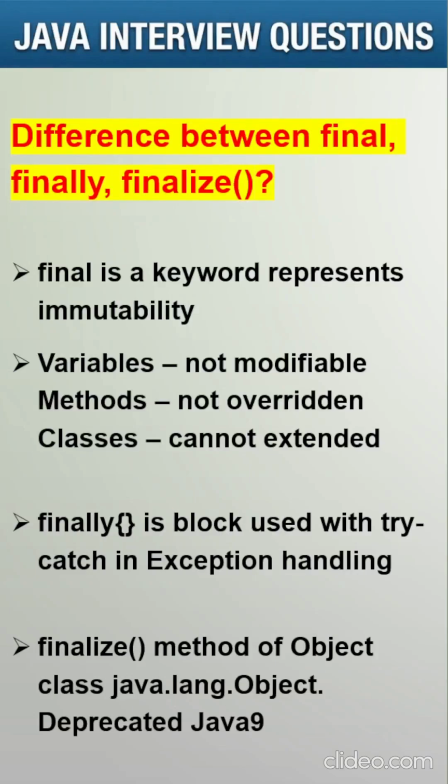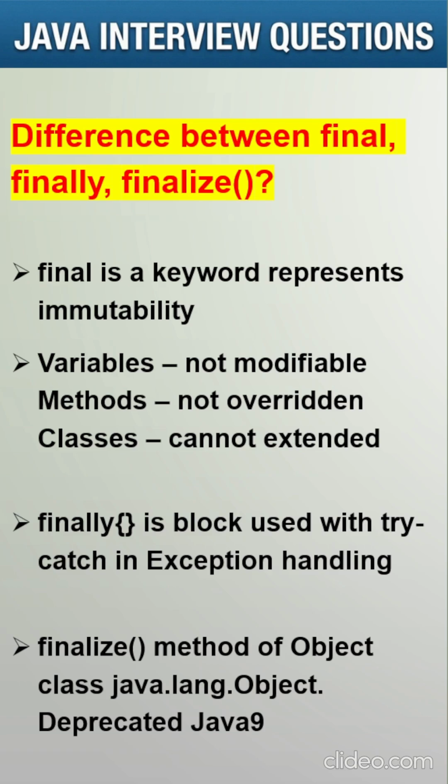Difference between final, finally, and finalize. Final is a keyword, a non-access modifier which represents immutability. It can be used with variables, methods, classes, or objects. If used with variables, that variable's value cannot be changed. If used with methods, those methods cannot be overridden in subclasses. If used with classes, that class cannot be extended or inherited.